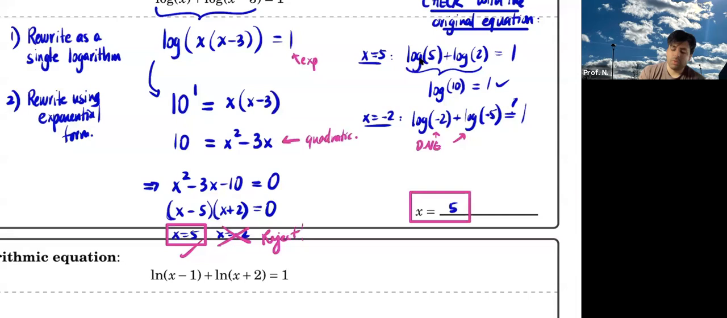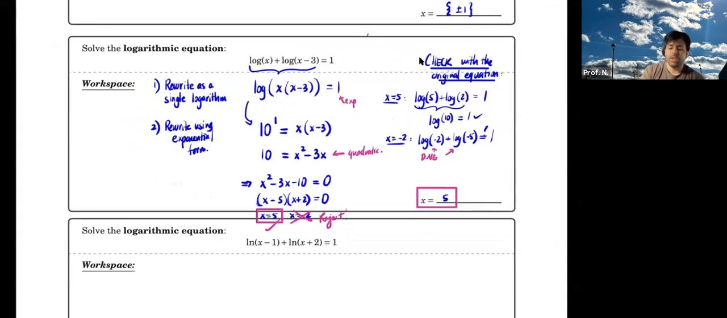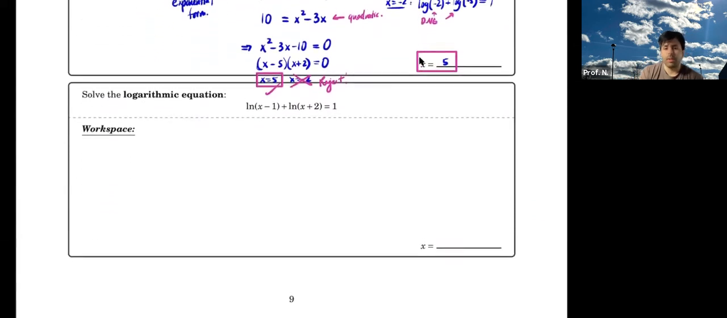So even though I get 2 solutions for the quadratic equation, that does not solve my original equation. So always be mindful of your solutions and check them with the original equation, especially for logarithmic equations.